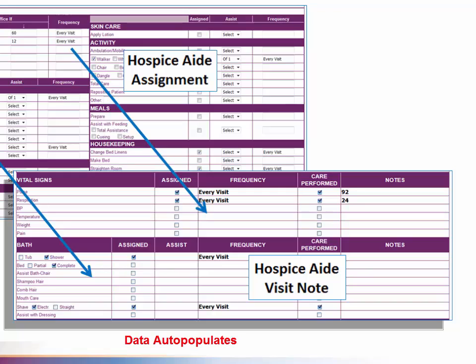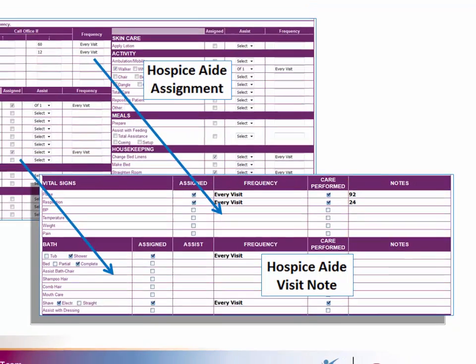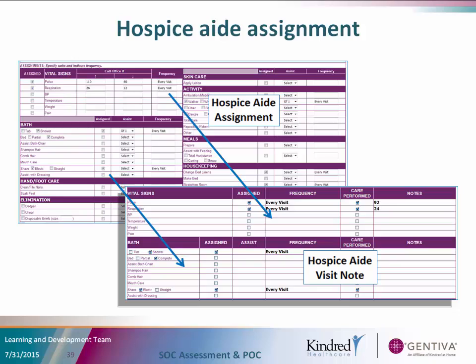The assignment will auto-populate on the hospice aid visit note in the assigned column, and when the care is provided, the aid checks care performed. As you can see, the aid has the ability to document notes besides the different assigned tasks. The assignment is a shared form, so the RN makes the changes to the assignment. The changes flow to the hospice aid visit note. Also, they are both shared forms. It is easy for the aide to see the assignment.